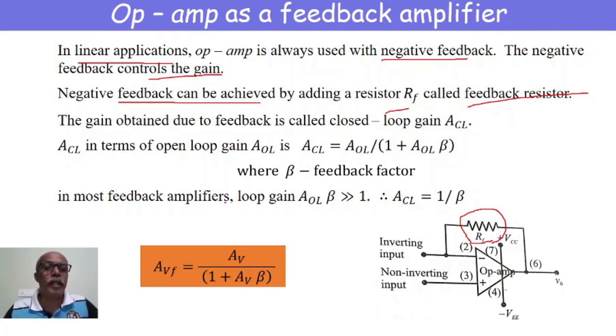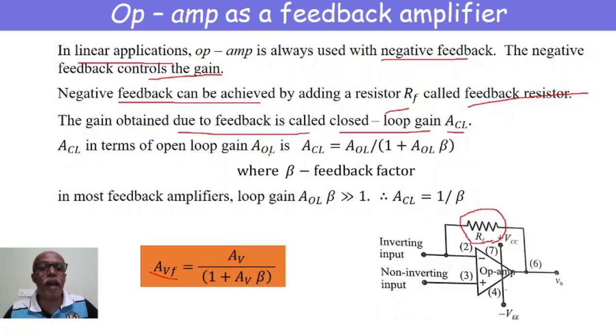Now, the gain obtained due to this feedback is called closed loop gain, represented by ACL. In the previous slide, we took it as AVF. One and the same. AVF is nothing but equal to ACL now, the closed loop gain. Here we said it as voltage gain with feedback. One and the same. This is closed loop gain now.